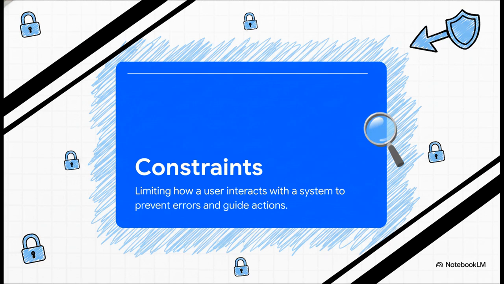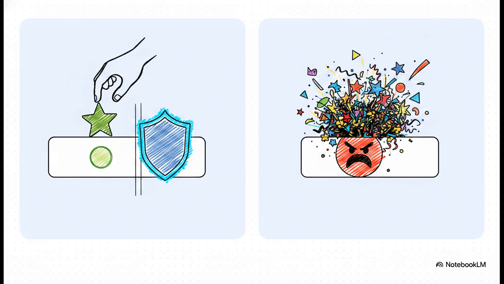Think of these like protective guardrails. They work by purposefully limiting the ways in which you can interact with a system to prevent errors or confusion. They're silently, safely guiding you toward the correct action. A perfect example of a digital constraint is a phone number input field.